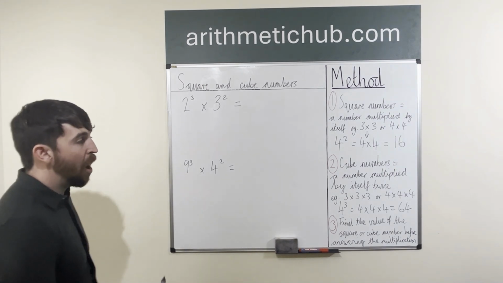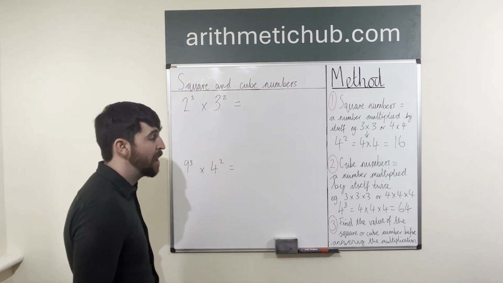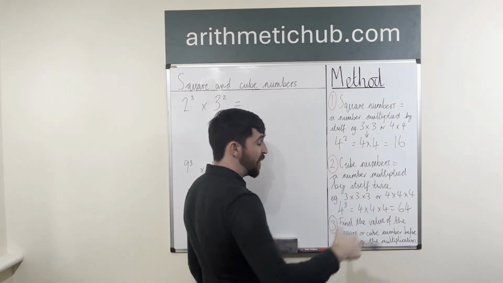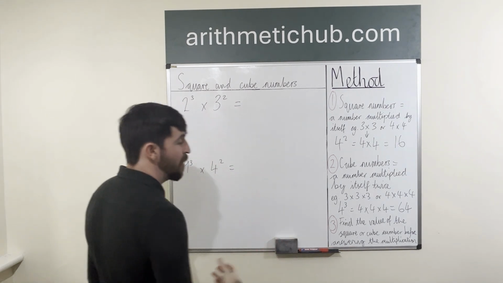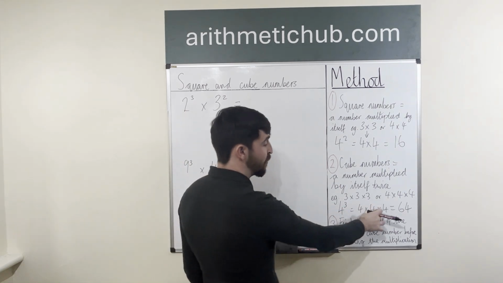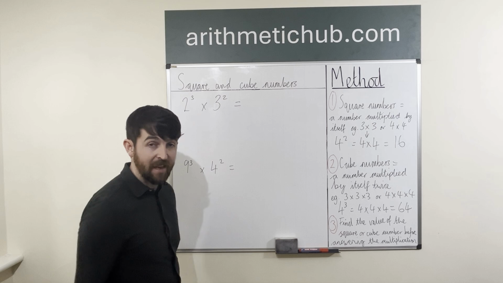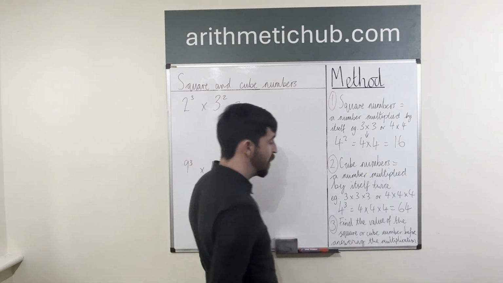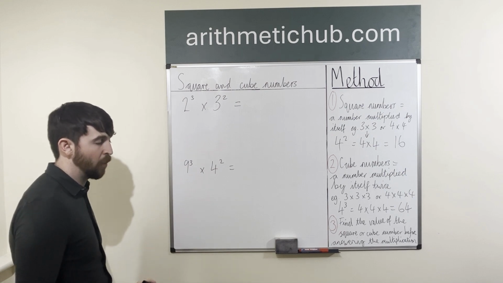Cube numbers are a number multiplied by itself twice, or itself and itself again. So, for example, 3 times 3 times 3, or 4 times 4 times 4. So 4 cubed, different to 4 squared, would be 4 times 4 times 4. 4 times 4 is 16, 16 times 4 is going to give us 64. So 64 would be 4 cubed, or 4 cubed would be 64, okay?